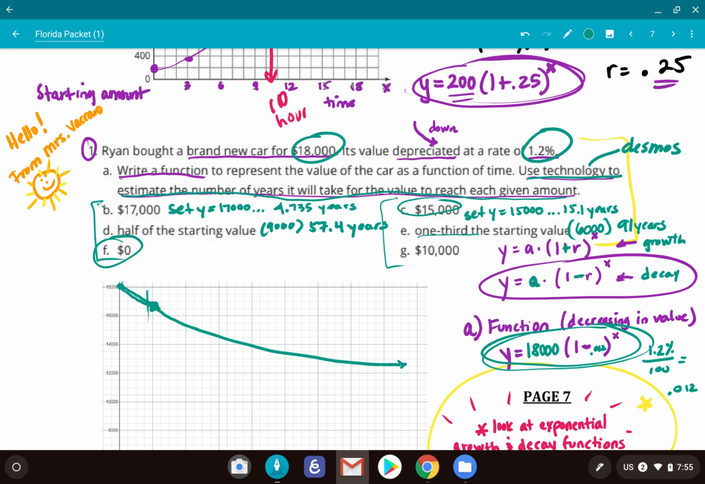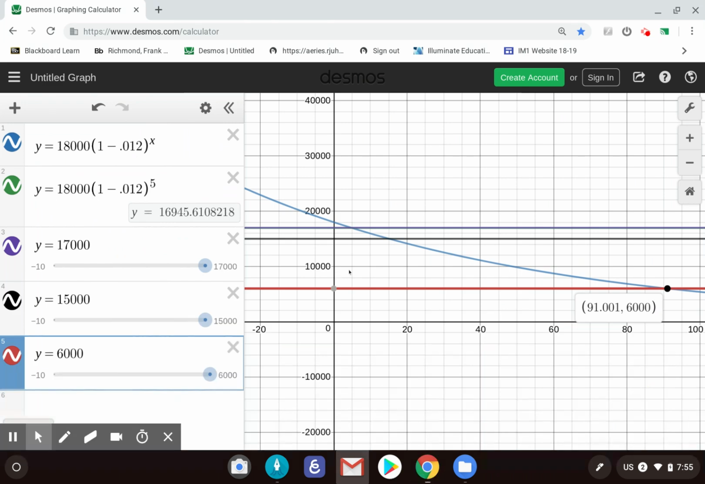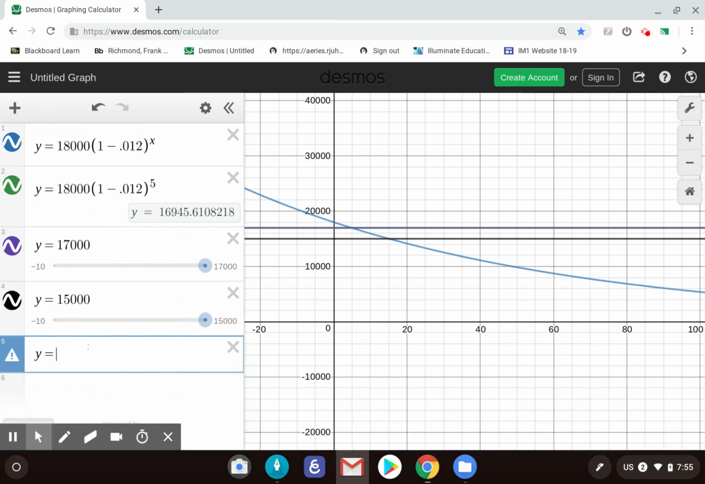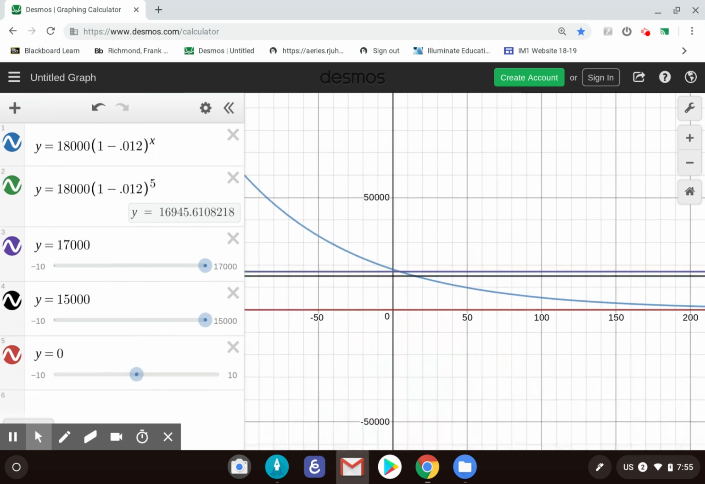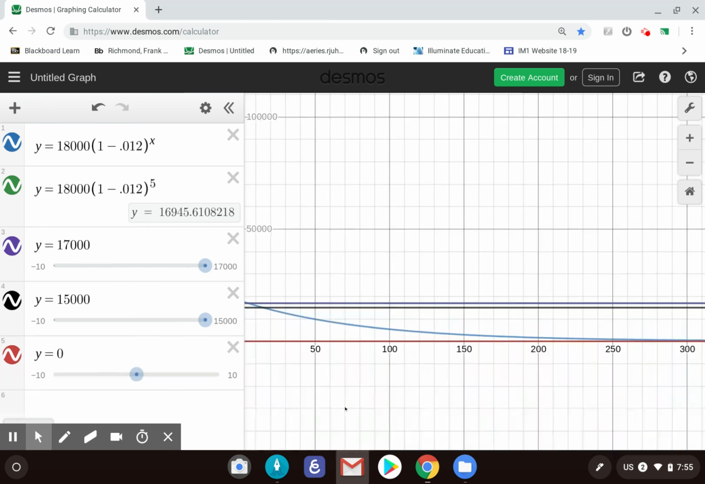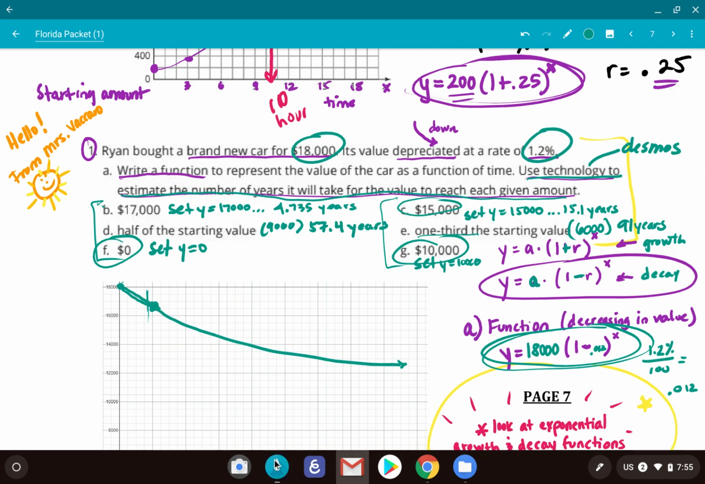And you can do 0 and 10,000 by setting Y equal to 0 and Y equal to 10,000. And you're just looking for where the graph would cross. So like 10,000 would be about right here. I'll let you go ahead and figure that out by plugging in the value. And then for 0, when is it going to be worth 0? Be careful because this is going to be your asymptote. So you need to estimate when it gets to be so low in value that you would actually call it 0.